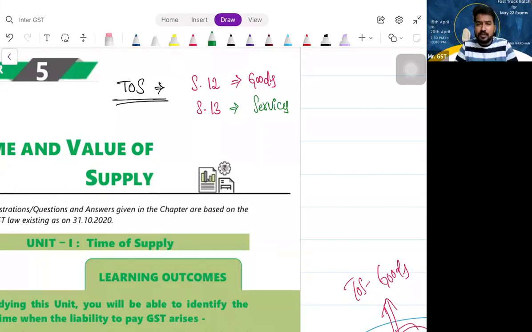Shall we proceed? So to know when my liability to pay tax shall arise, for goods there are different provisions and for services there are different provisions. The section talking about goods is section 12. The section talking about services is section 13. Very simple concept. Let us proceed. Am I clear what is time of supply? Shall we proceed?